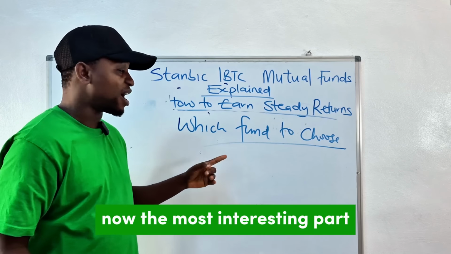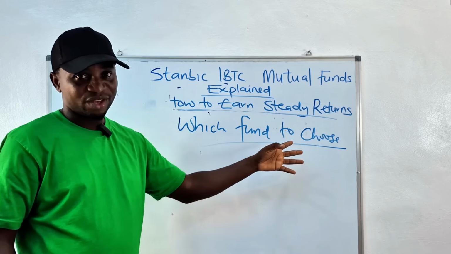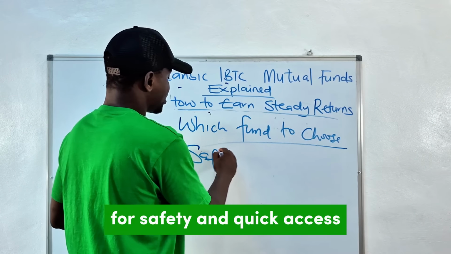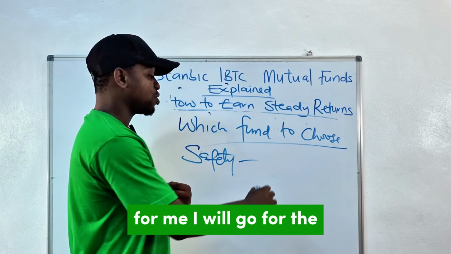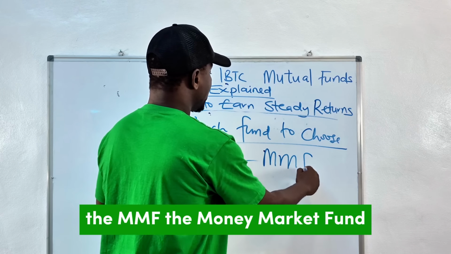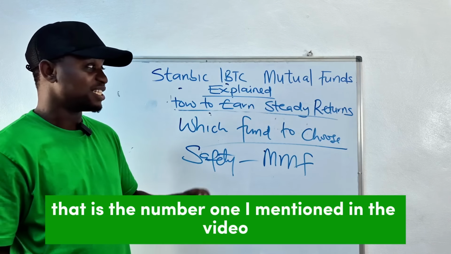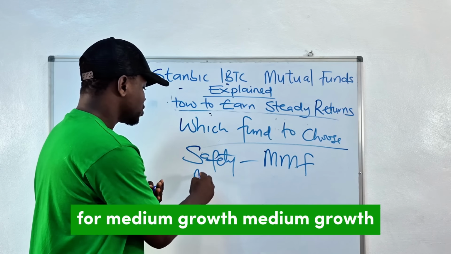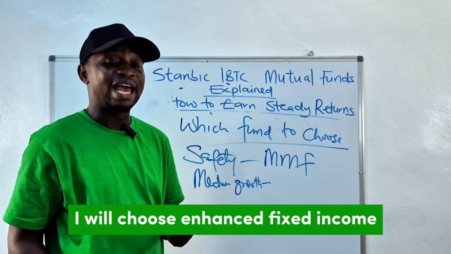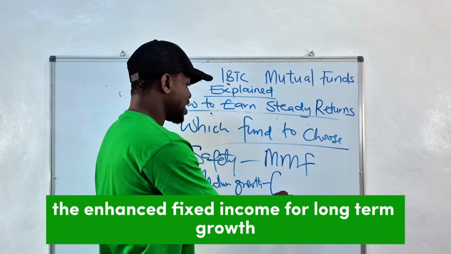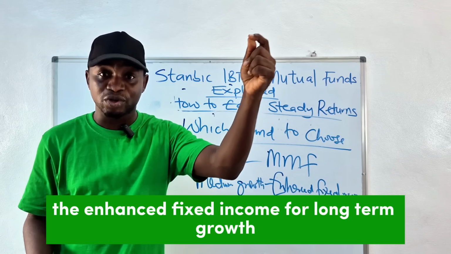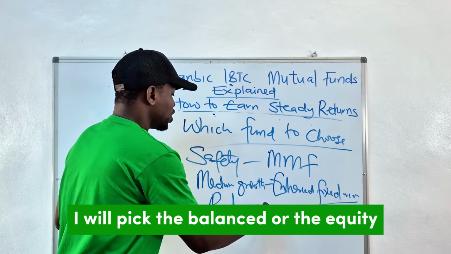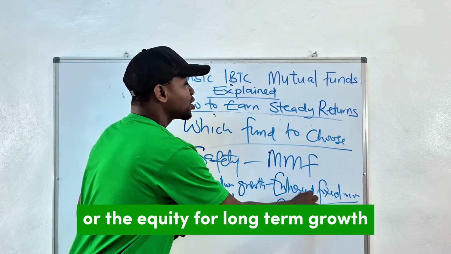Now, the most interesting part, which funds to choose. If you want safety and quick access, for me, I will go for the MMF, the Money Market Fund. That is the number one I mentioned in the video. If you want medium growth, I will choose enhanced fixed income. For long-term growth, I will pick the balanced or the equity.